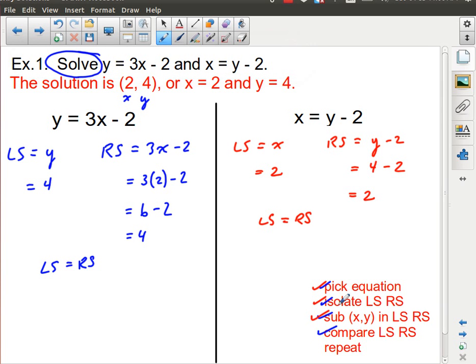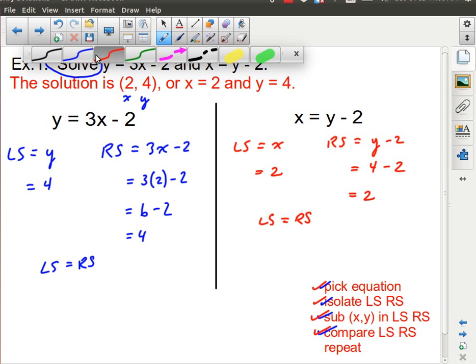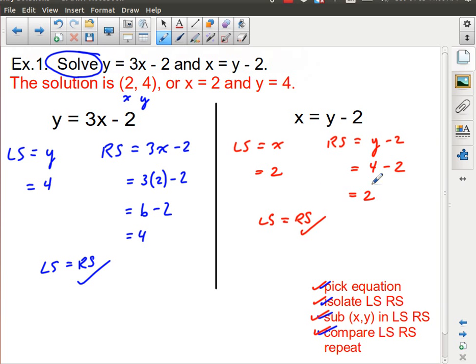So I've subbed and I've compared, and now I do my final comparison, which is I notice that the left side was equal to the right side over here. The left side was equal to the right side over here, which means the left side was equal to the right side for both equations. That means the solution 2, 4 has been verified in both equations. And we can just write a very simple final statement. Therefore, 2, 4 is a solution.